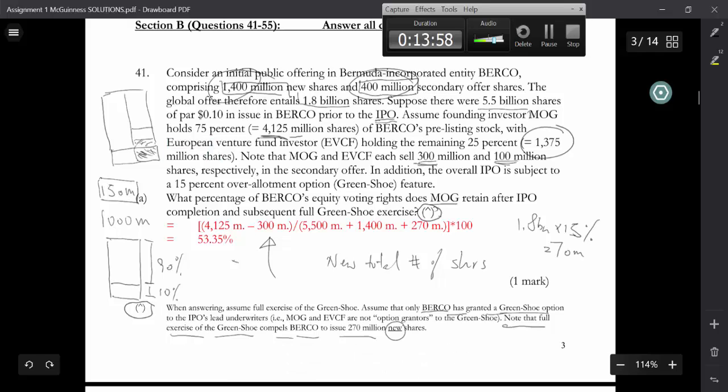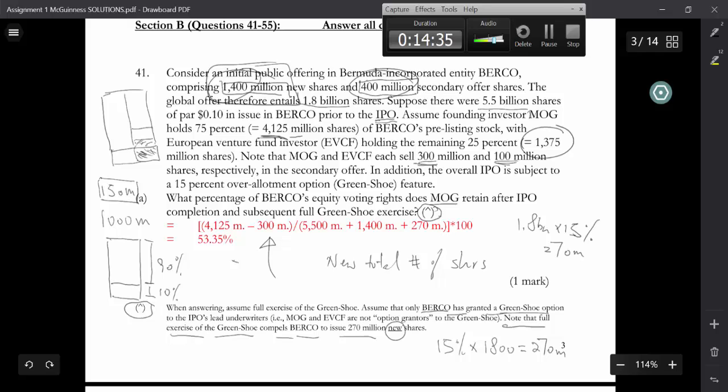How much is that? Well, it is 15% of the IPO size, which is 1,800. It's not 15% of the new shares, okay? 15% of the IPO, the total IPO size. So that amounts to 270 million. That's where this number came from, okay? 270 million.